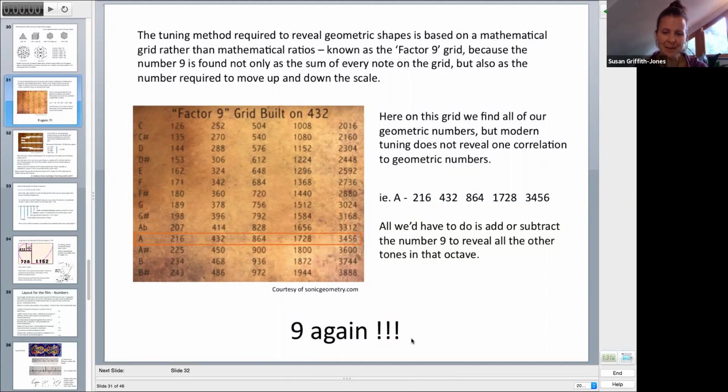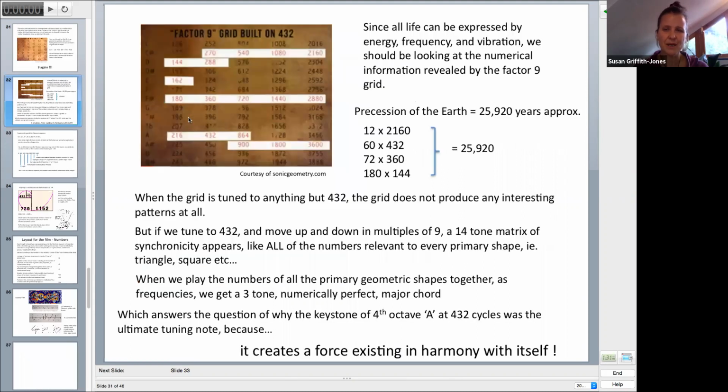So again, this number that I started off by describing to you, I found with some great synchronicity, actually, I found this number 9 related to the Naga beings, and during my dragon study very early on in my interpretation of the Bosnian Pyramids, this number 9 keeps coming up again and again and again. And here it is in this factor 9 grid built on the 432 Hertzian structure. So since all life can be expressed in energy, frequency, and vibration, we should be looking at the numerical information revealed by the factor 9 grid.